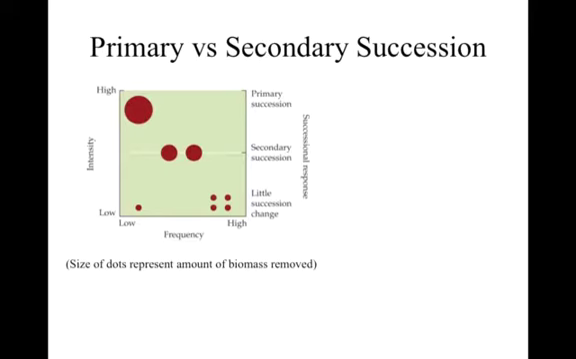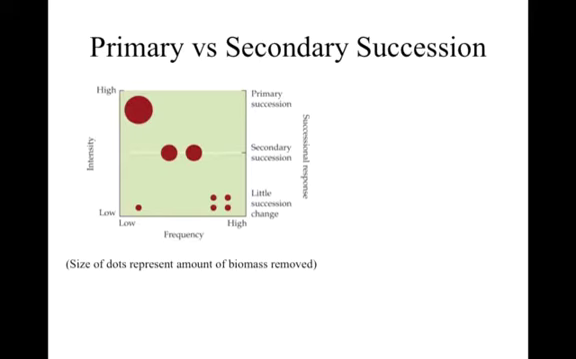So this is a figure that shows how intensity and frequency relate to the different types of succession, or where you are in that succession trajectory. The size of the dots represents the amount of biomass that's removed by the event, and the number of dots represents how often it's happening.